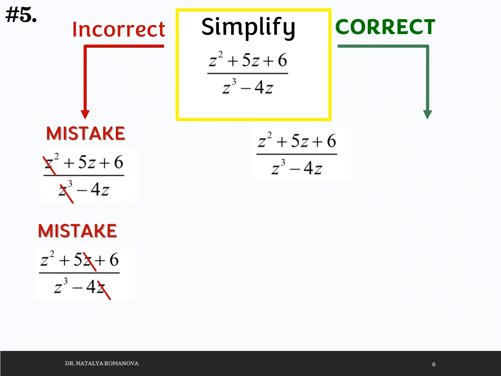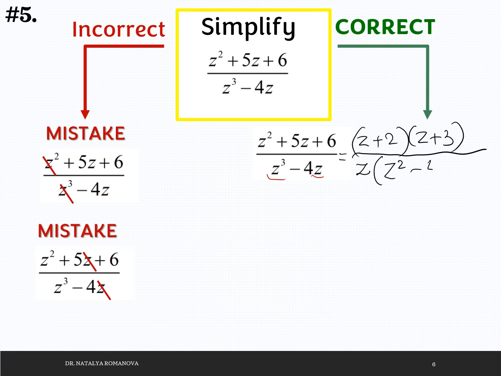Example 5. We have to simplify z squared plus 5z plus 6 over z cubed minus 4z. The first step, we remember the golden rule. We have to factor the numerator and denominator. The factored form of the numerator would be (z plus 2)(z plus 3). The denominator has the common factor z, so we can distribute z: it would be z times (z squared minus 4).